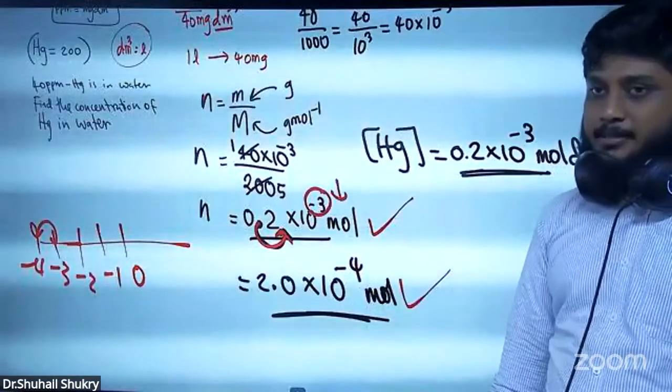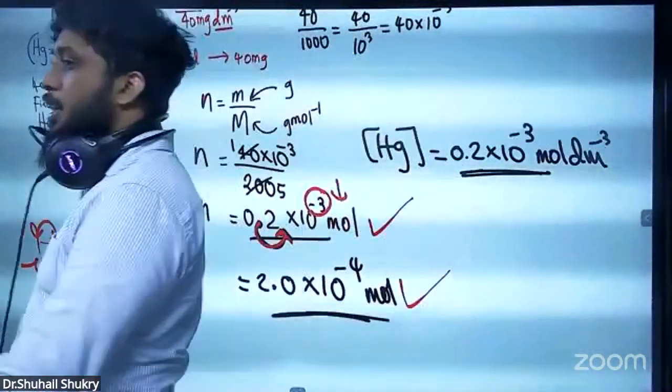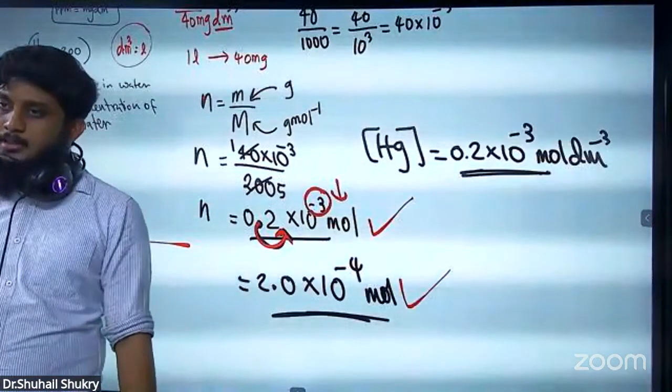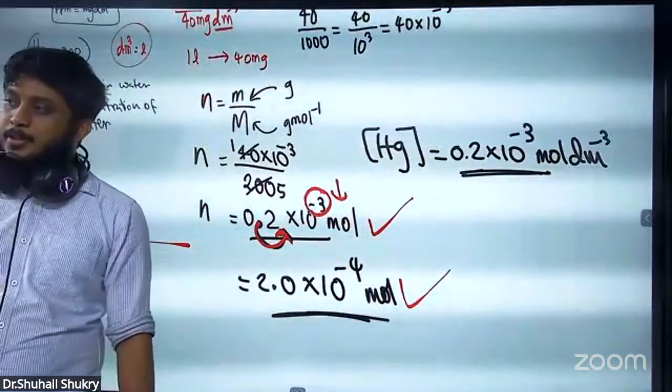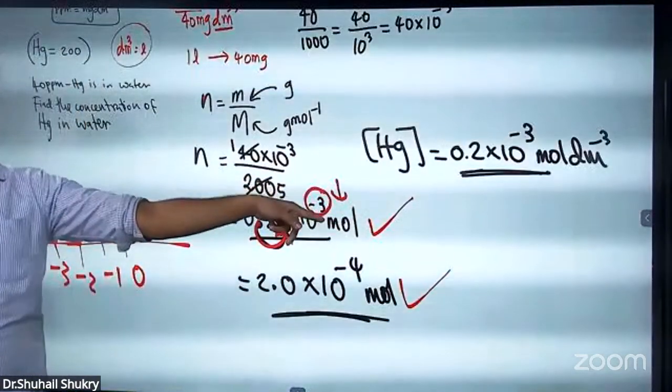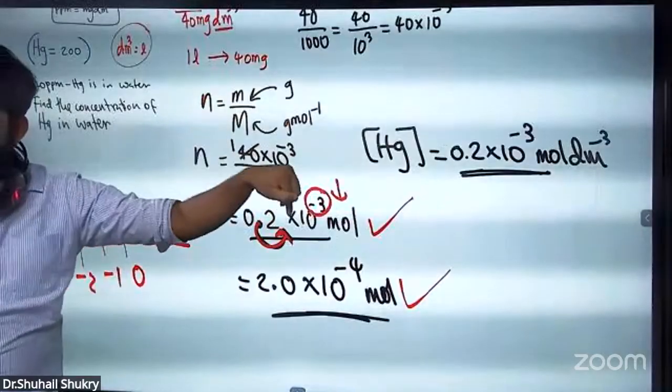Understood these things? Clear? So this is all about ppm. Hereafter, will you be scared of ppm? No. If they give a ppm, can you convert it to concentration? Yes. If they give a concentration, can you convert it to ppm? Yes. What you have to do is write it as milligram per decimeter cubed. Whatever the milligram per decimeter cubed is, that is ppm.